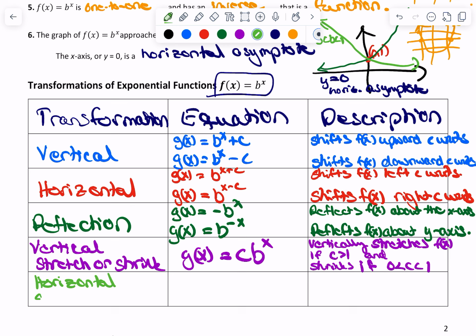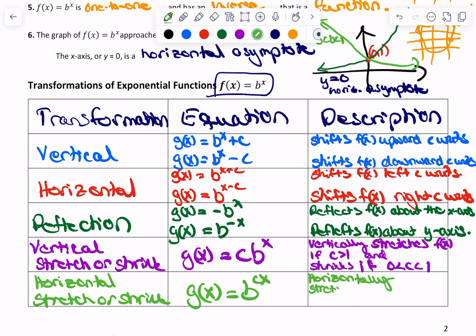Horizontal stretch or shrink, it's horizontal, so we are multiplying the x by the c. And it horizontally stretches f of x if c is between 0 and 1, and shrinks if c is greater than 1.